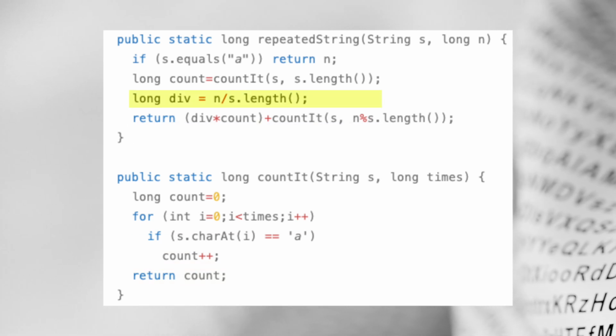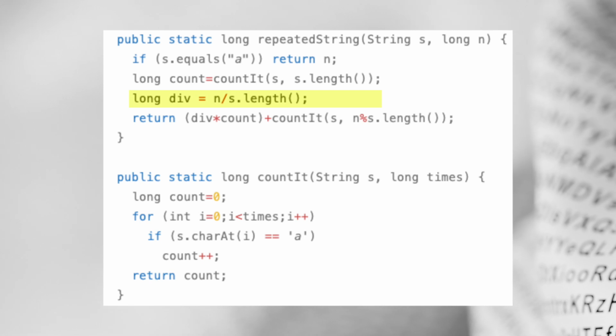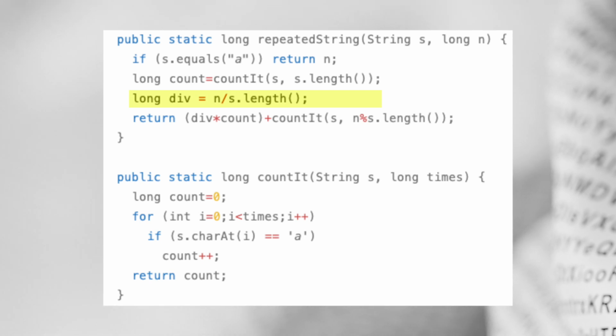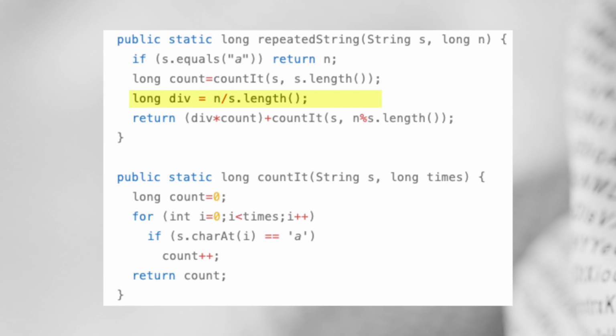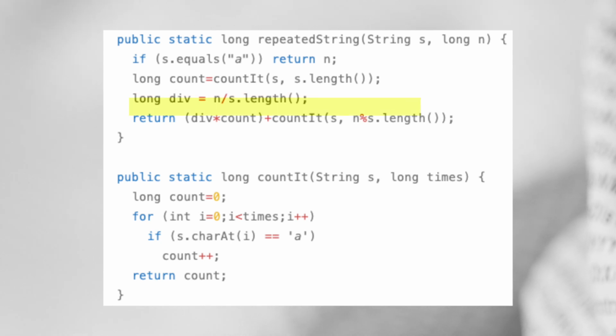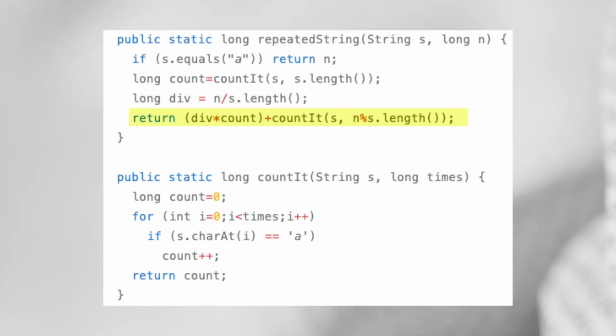Back inside the calling method, a primitive long, named div, is initialized with the value of the length of the incoming string, divided by n. Next, the result from the product of div and count, plus the result of the call to the countit method, passing it the incoming string and the remainder from the value of the length of the incoming string, divided by n, is returned to the caller.